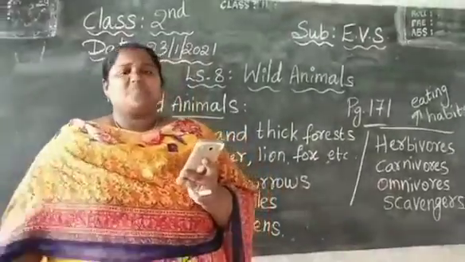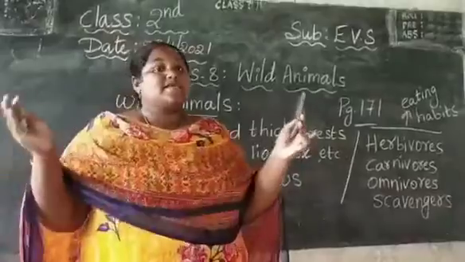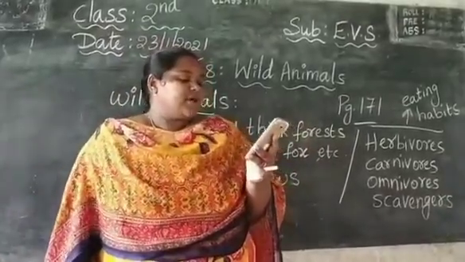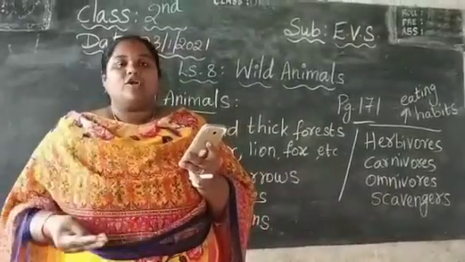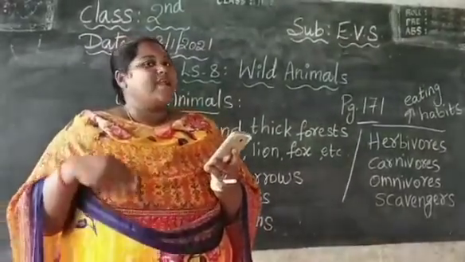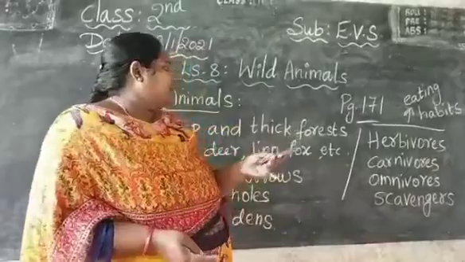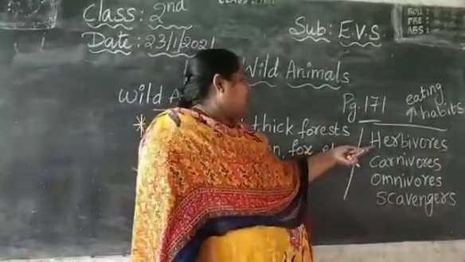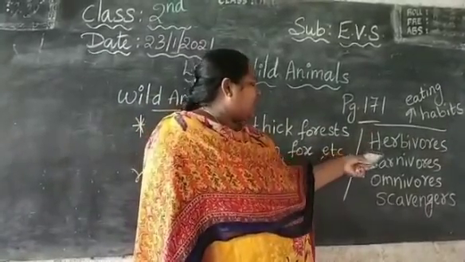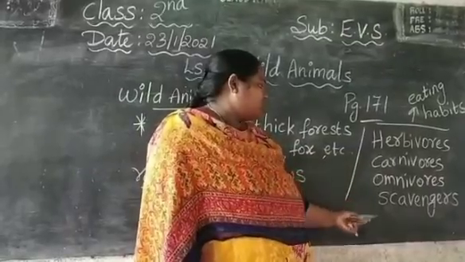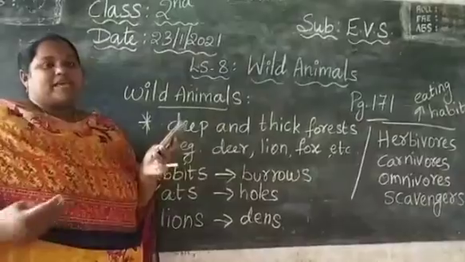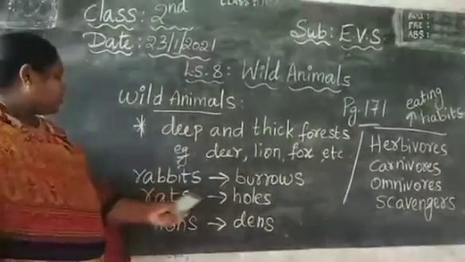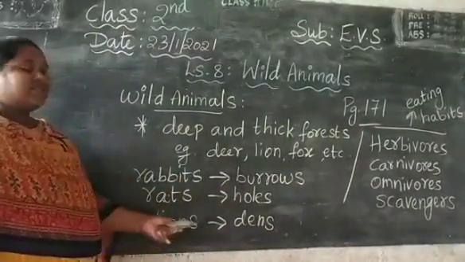So there are different types of animals. Some animals are very big and some are very small. Some live on land, some live in water and some live both on land and in water. And we can classify animals by their eating habits: herbivores, carnivores, omnivores and scavengers. And some wild animals live in different places, like rabbits in burrows, rats in holes and lions in dens.